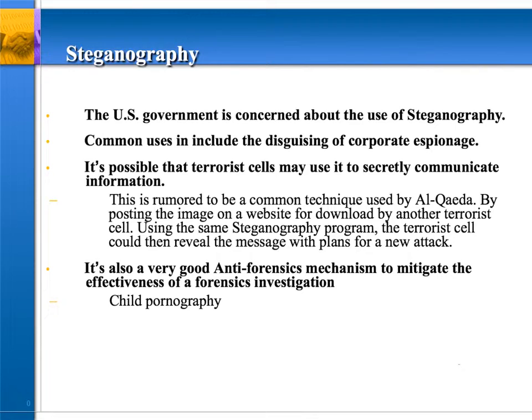It's possible that terrorist cells may have used it to communicate information. It's rumored that Al-Qaeda posted images on the web, and terrorists downloaded them and were able to see maps of different locations. That was proven, by the way, the different locations. One thing that wasn't proven was the bombs, basically. They did find maps, so there was nothing there. It doesn't mean there wasn't anything there at one point, but when they finally went to look for them, they were gone. And so, using the same steganography program, the terrorist cell could reveal messages with plans of new attacks.